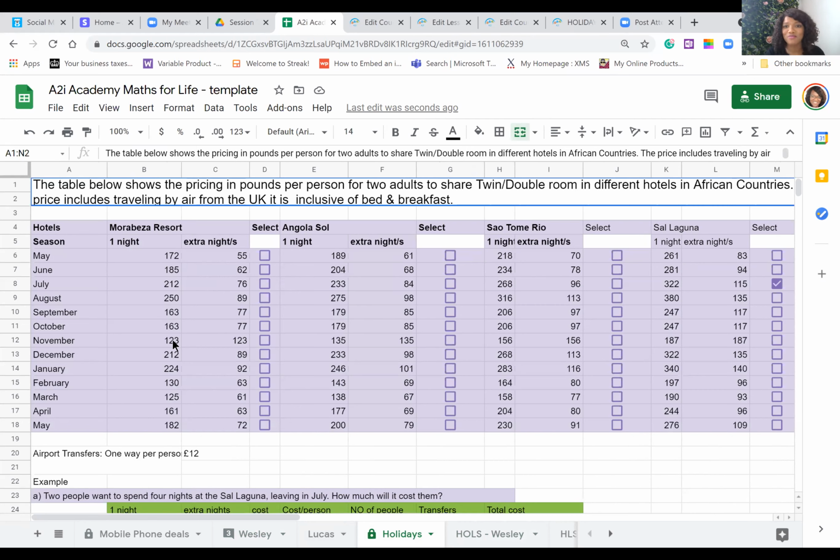So we have Morabeza Resort, which is in Cape Verde, Angola Sol, which is in Angola, Santo Tomé Rio, which is in Santo Tomé, and Sal Laguna. All these hotels, coming from the UK, whether you're coming from London or Manchester, which is where I'm based. So if we have a look at the price, we can see that the price for one night is so and so, and the price for extra nights is additional. So every extra night is cheaper, but it adds up to the initial value.